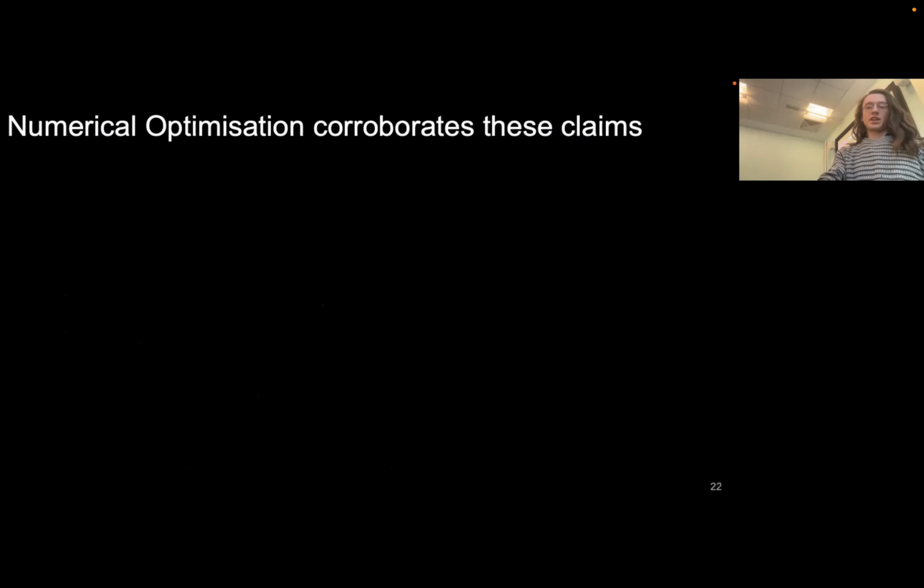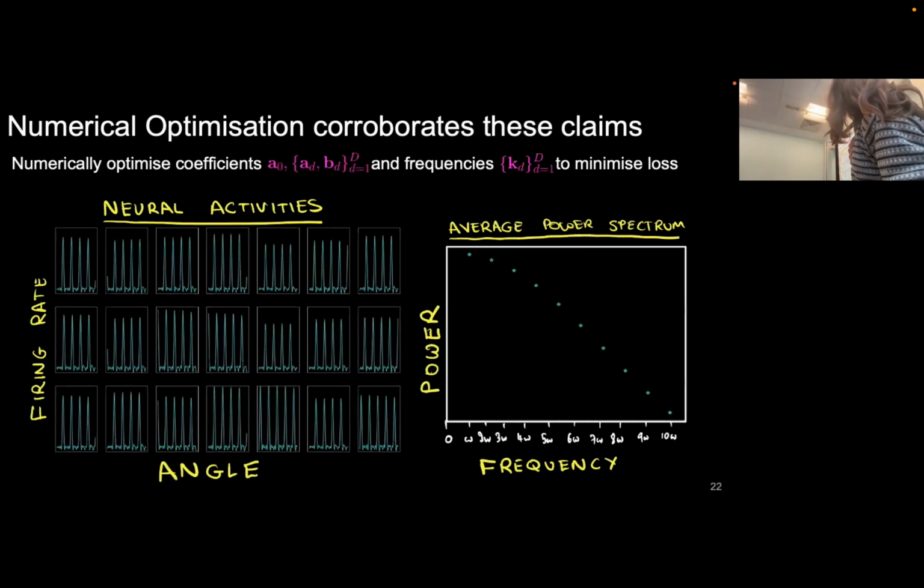Okay. So that was just me talking, but here's some numerical optimization that backs this up. Again, I'm just optimizing these parameters and these frequencies, and here I've done it for 21 neurons over the representation of a 1D variable, and they fall into this one module, in this case, with the same periodicity. You can look at the frequency spectrum, and it's got only 10 frequencies in it, 10 because there's 21 neurons, so less than half the number of neurons, 10 frequencies of decaying amplitude.